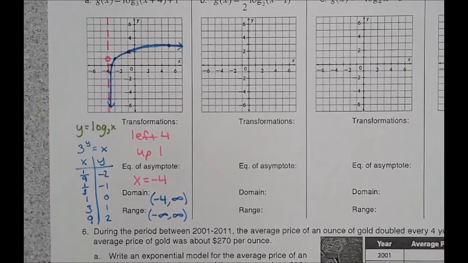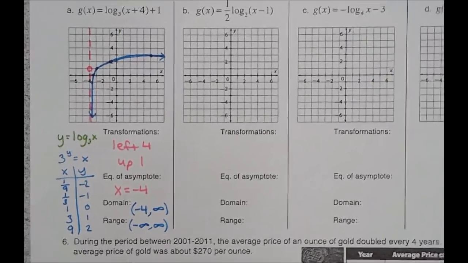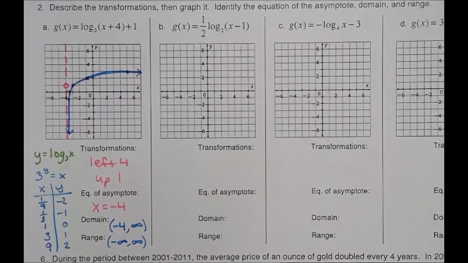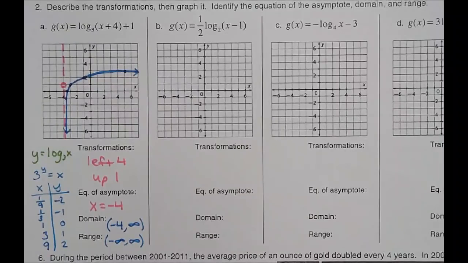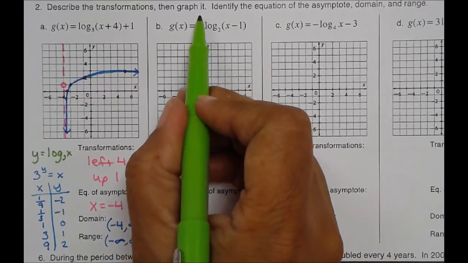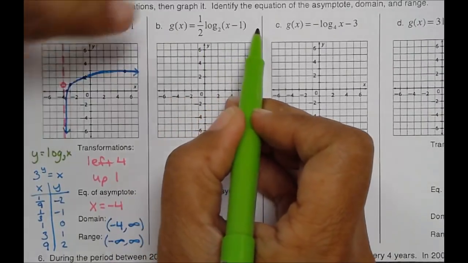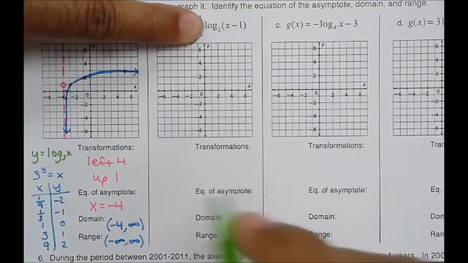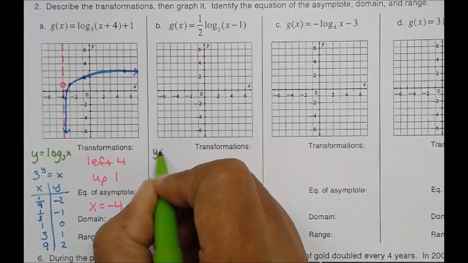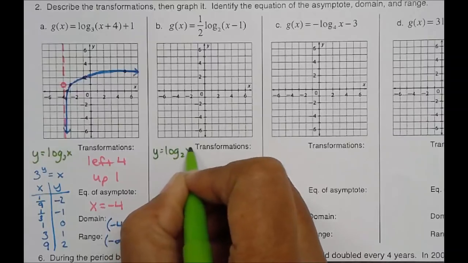All right, let's try the next one. So in the next one, we have a 1/2 in front of there. So that's going to change the y values of our table. But we're going to first start off with writing the parent function. So getting rid of the a, the h, and k, that's our function, log base 2 of x. Y equals log base 2 of x.